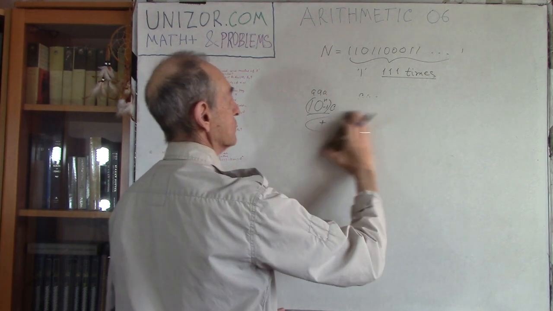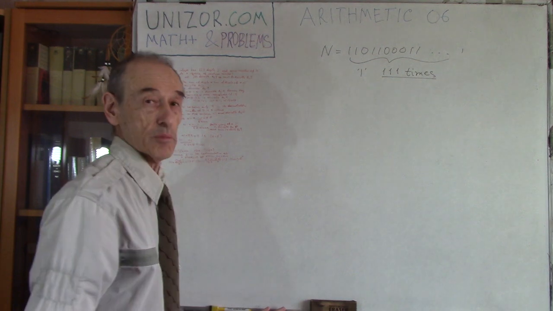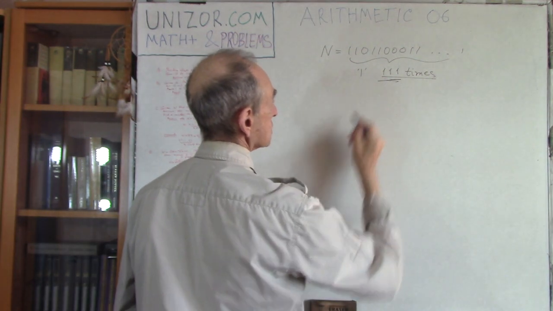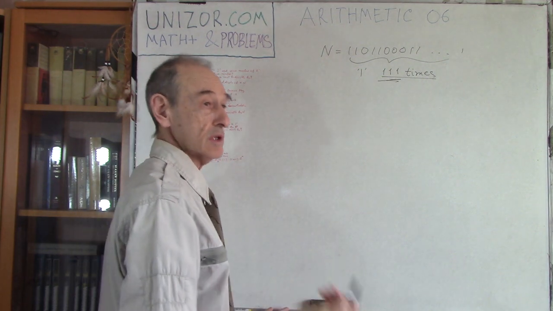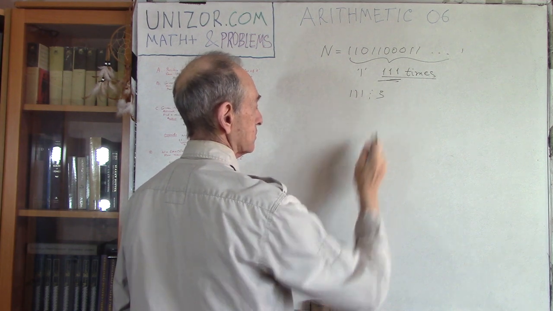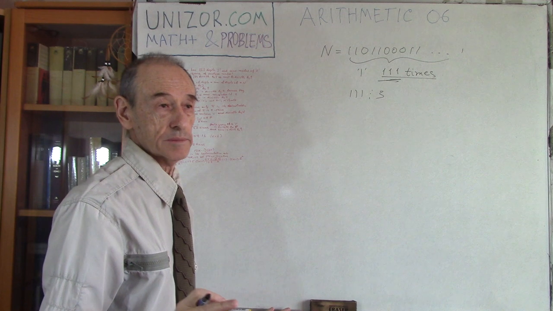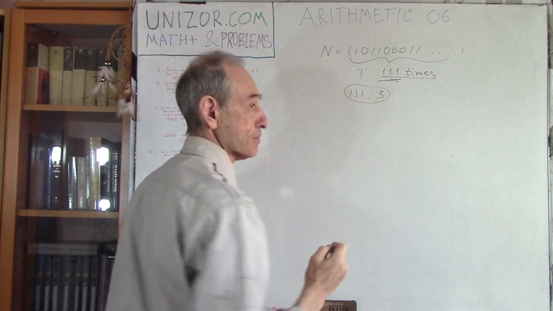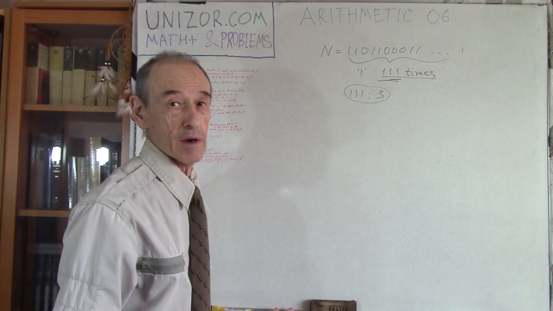So if the sum of the digits is divisible by 3 or 9, then the number is divisible by 3 or 9. Now this sum of the digits is 111 times 1, which is 111. 111 is divisible by 3, but it's not divisible by 9. Now, the question is, if the number is divisible by 3 but not divisible by 9, can it be a square?